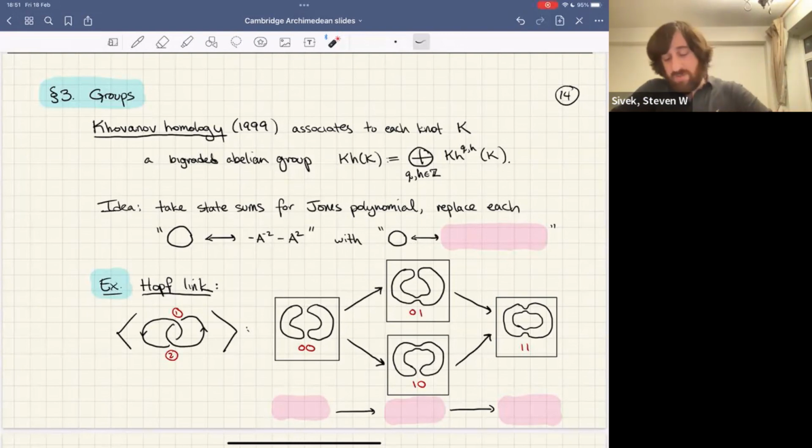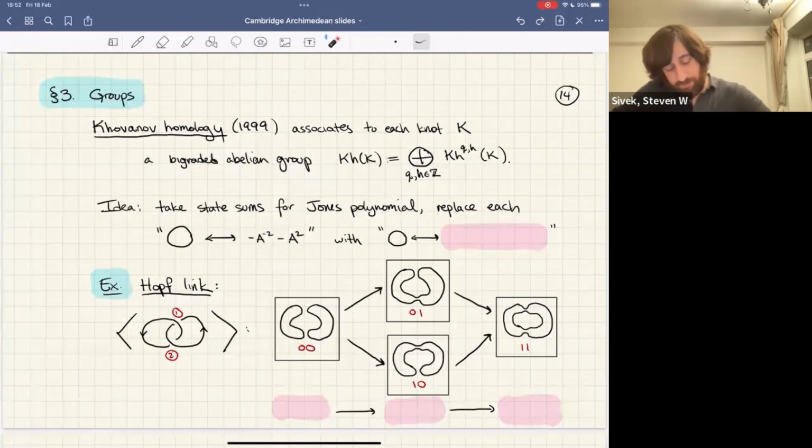What that really means is you've got a whole bunch of different groups, and they're indexed by a pair of integers, which we'll call Q and H. And it's just the direct sum of those, but you always remember what those indices are. That's the so-called grading. And so the idea is we figured out a way to compute the Jones polynomial in terms of these so-called state sums. If you have n crossings, there are 2 to the n of them. And at each point, you just take a circle in your resolution and replace it by this factor, minus a to the minus 2, minus a squared.